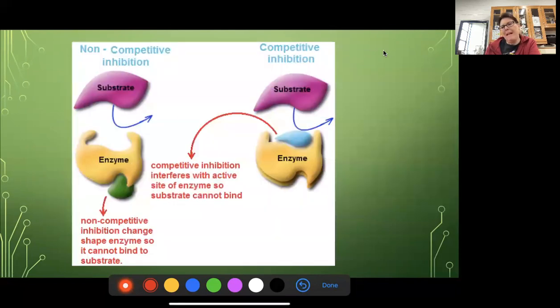So what do we mean by competitive and non-competitive? A non-competitive inhibitor means it does not compete for the active site. Notice this is the substrate and it cannot bind because a second molecule is blocking it. It's sitting in that active pocket saying, nope. We can say, not in my house, right?